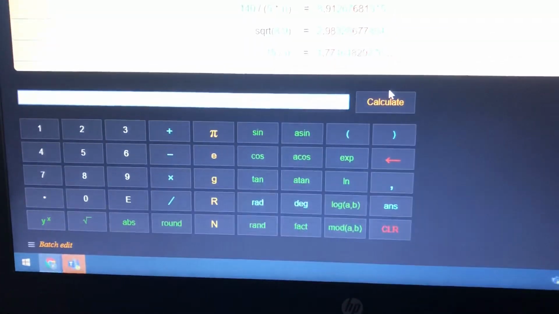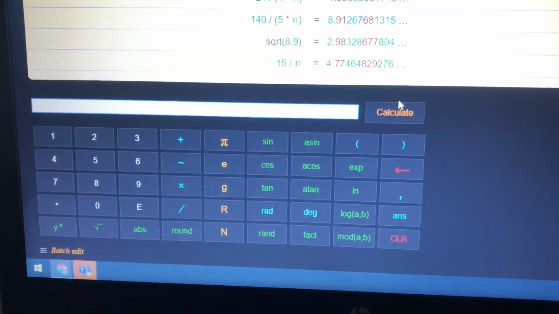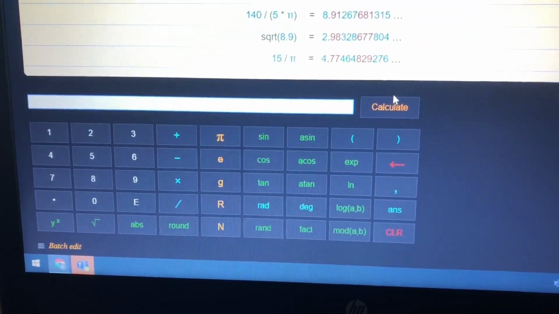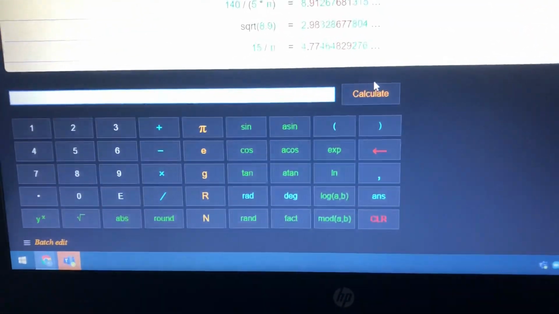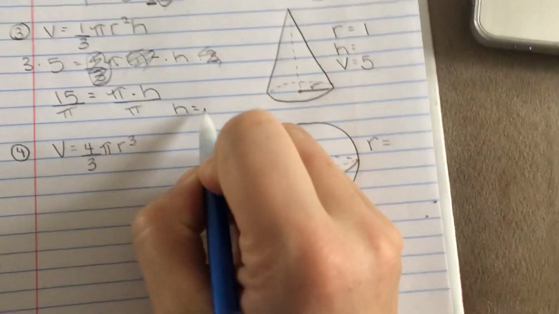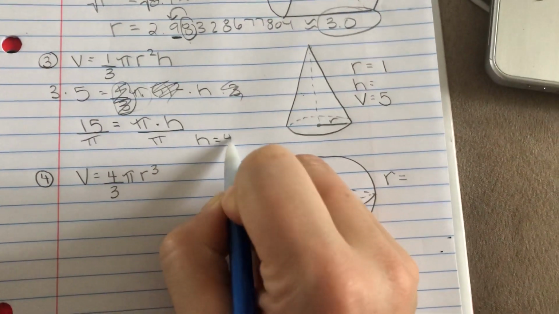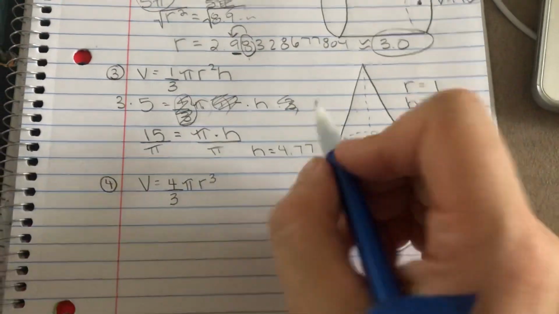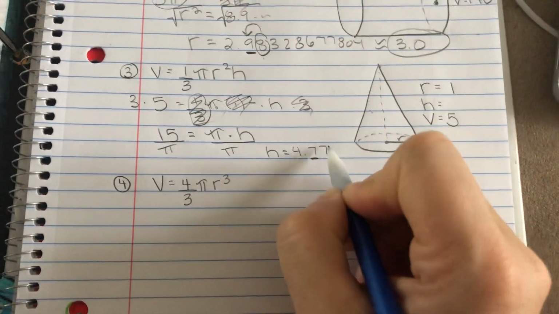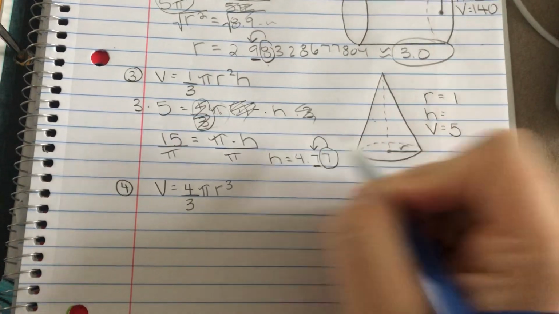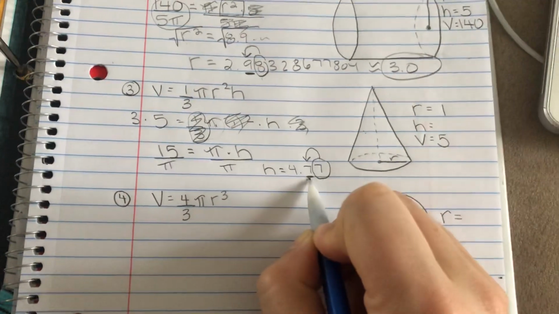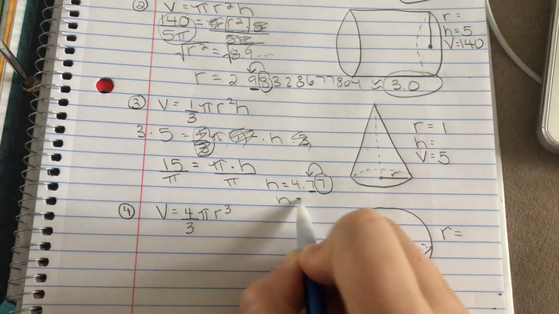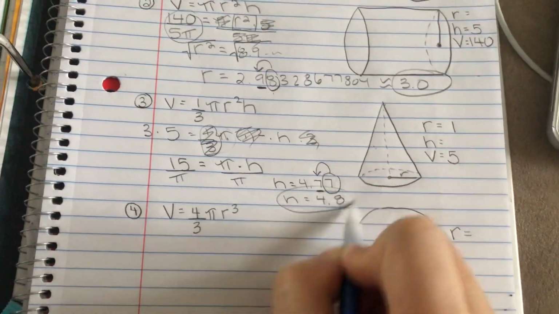I know you guys can't see, the light is really weird there. 4.774648292276. I'm going to round that to the nearest tenth on my paper. So first I'm going to write down as many numbers as I can fit. I have 4.77, we'll stop there. Let's round that to the 10th. So I want this number. We looked at the number next to it. It's higher than a 5, which means this has to go up. So I have that the height is about 4.8.